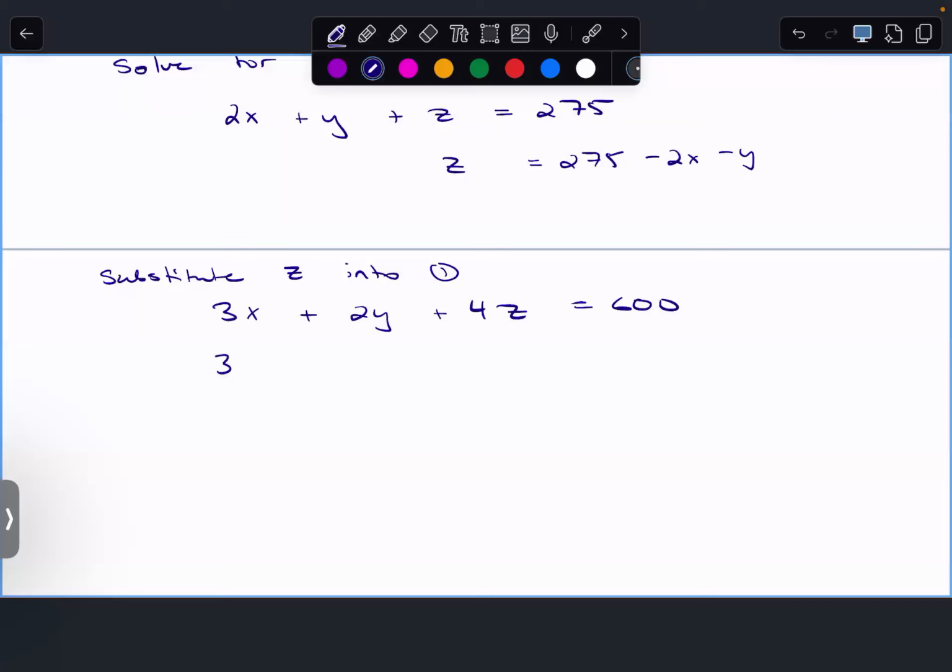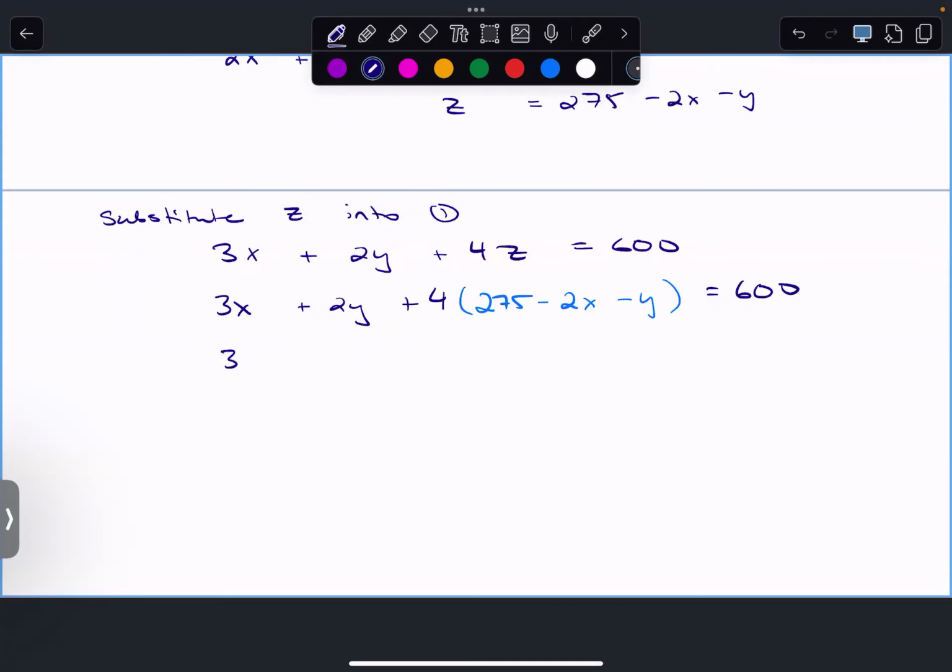And so I get 3x plus 2y plus 4, and I'll use a different color, times 275 minus 2x minus y, is equal to 600. I'm going to simplify this. I've already done it once, so I'm just going to copy it out properly. 3x plus 2y plus 1100 minus 8x minus 4y is equal to 600.